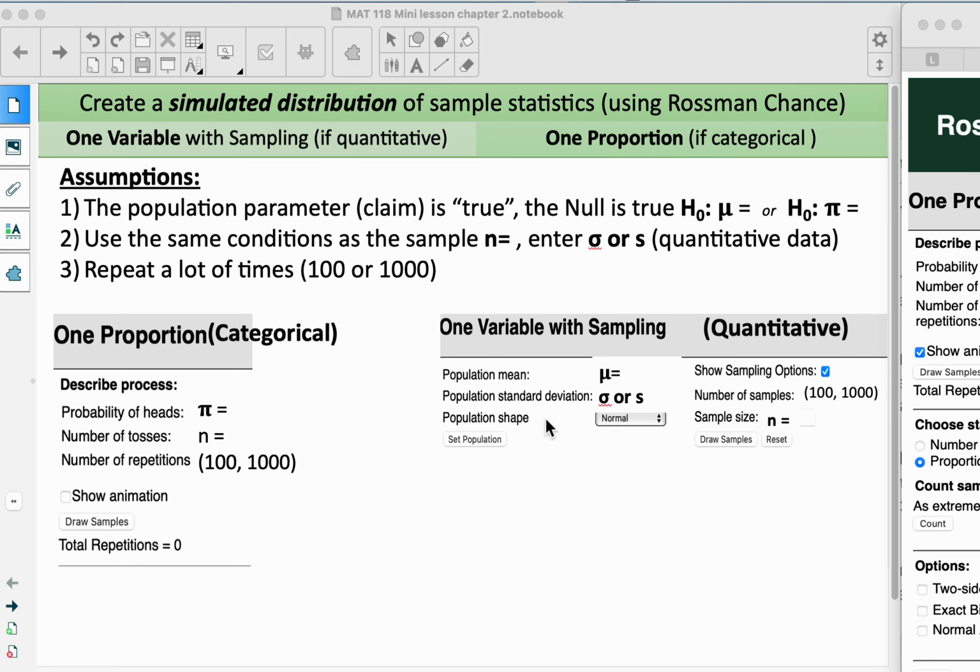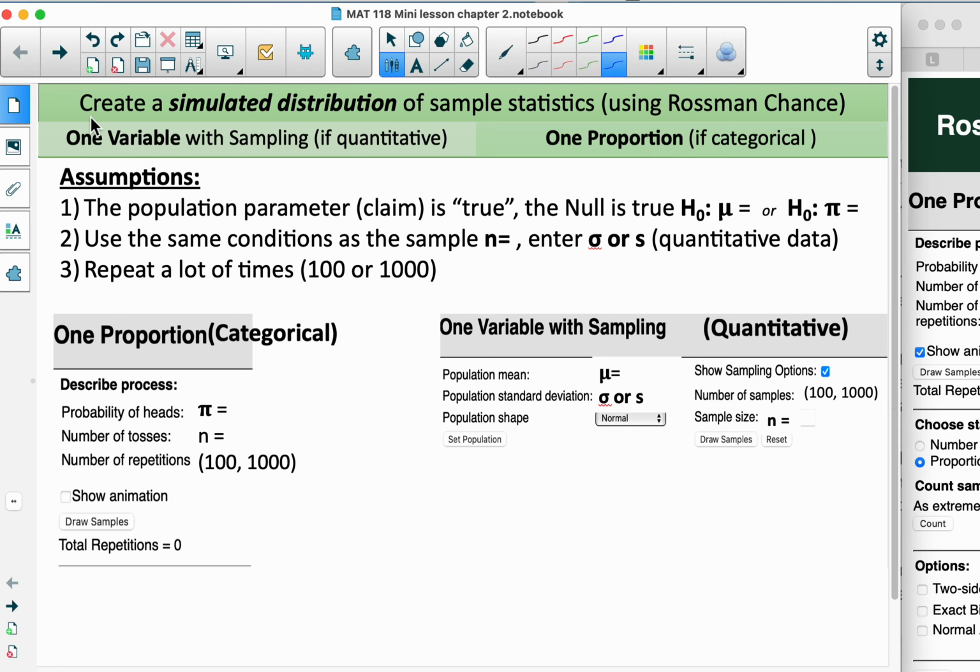This is a quick summary of some of Section 2.1 concepts. I'm going to start with this slide that I posted to Lumen, and this reflects one step of our statistical inference process, the step about creating a simulated distribution using Rossman Chance.